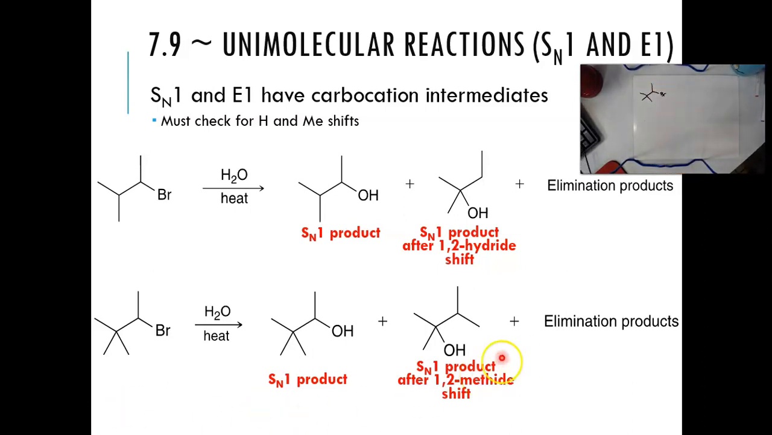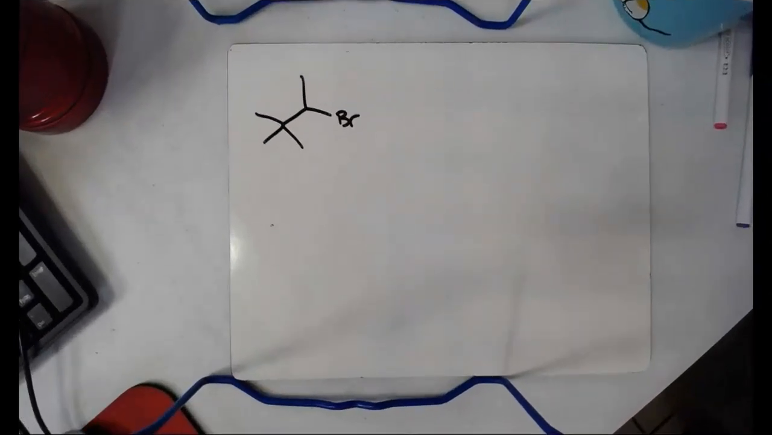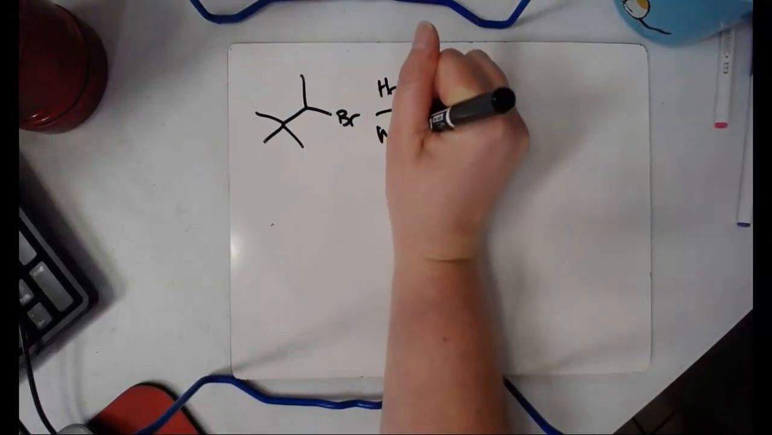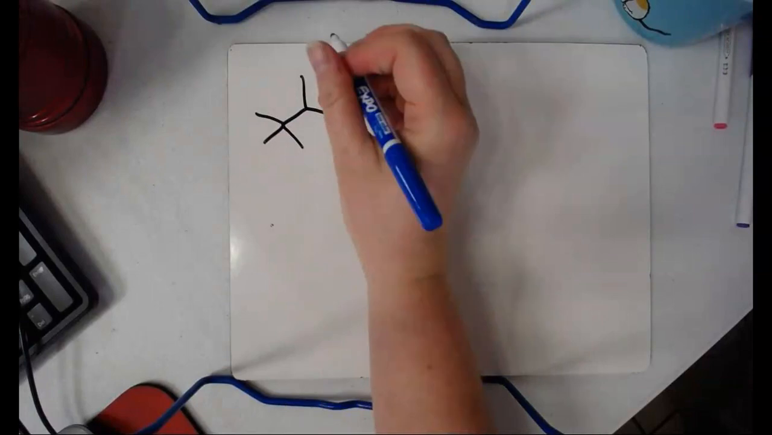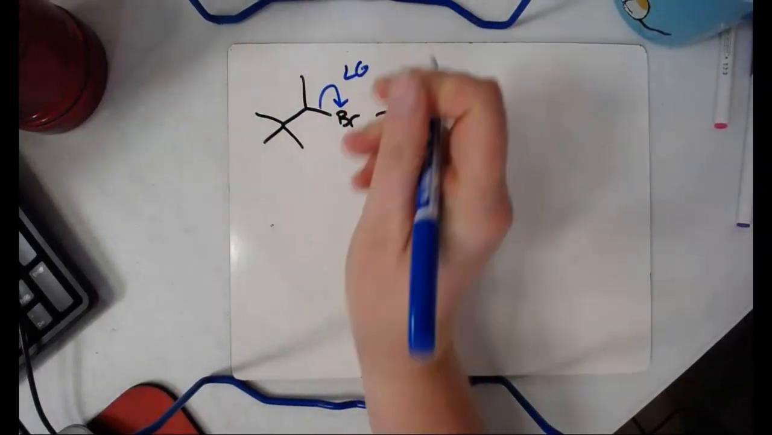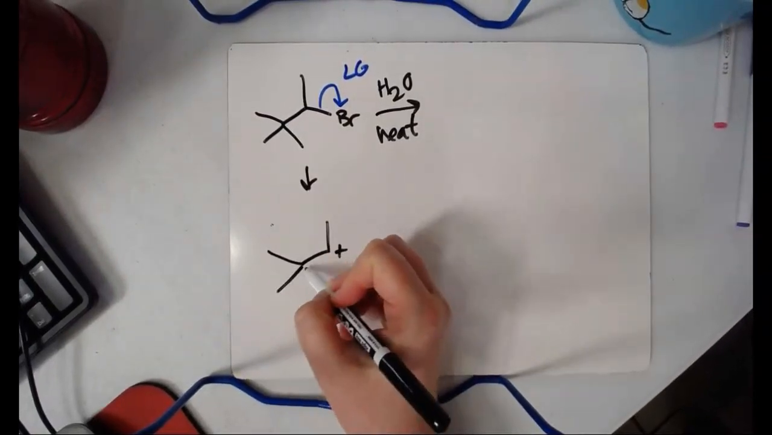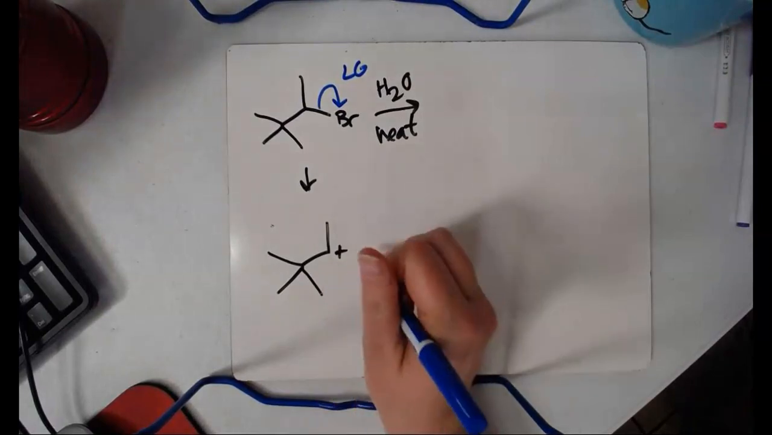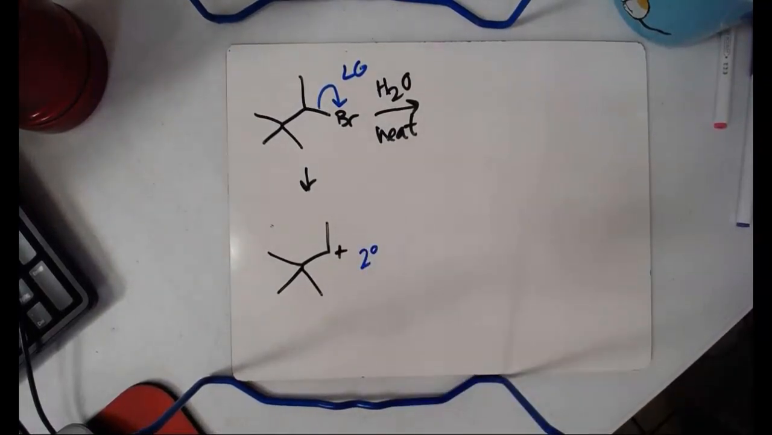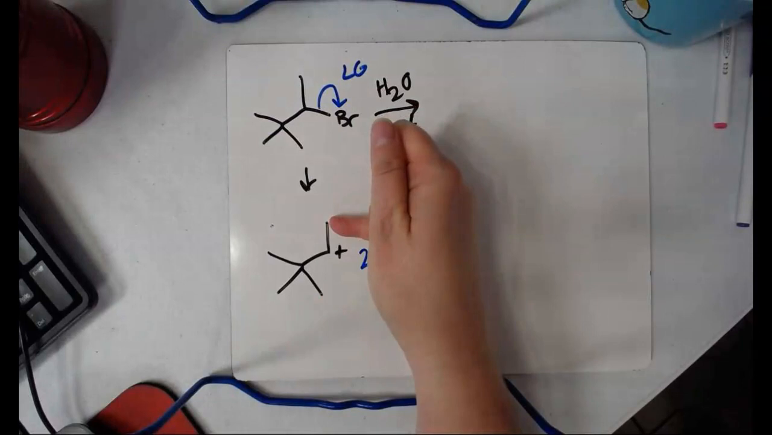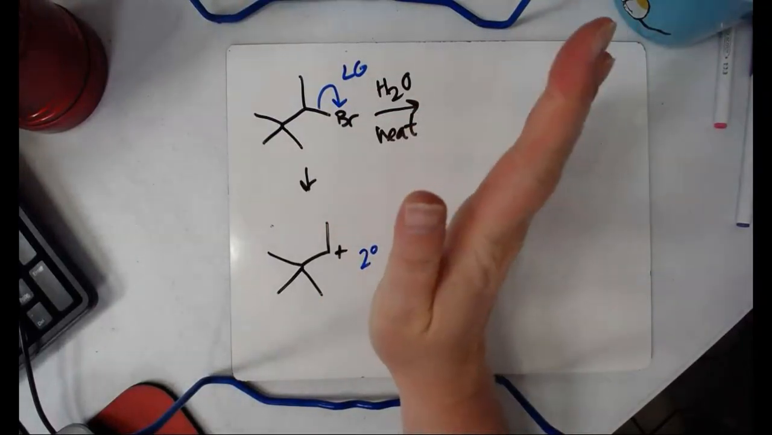All right, this one's not going to look a whole lot different, but it is going to show us the methyl shift. So we're going to start with loss of a leaving group. Again, we have that secondary carbocation. We want to look at the beta carbons, the carbons next to it, to see if we can improve our stability. So up here, if we did a hydride shift, we'd end up with a primary carbocation, so we know we don't want that to happen.